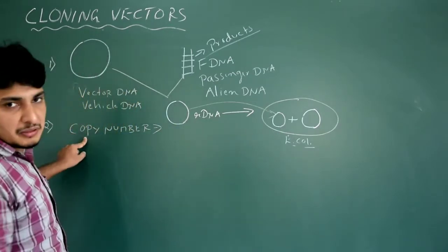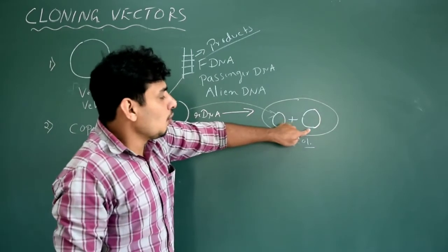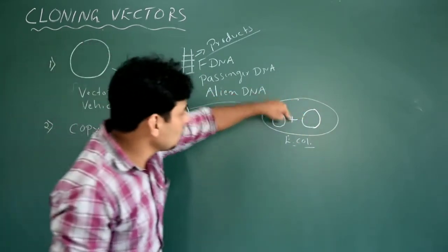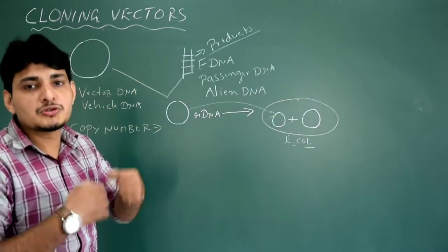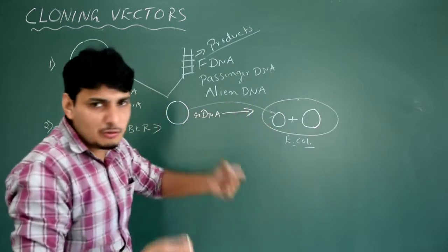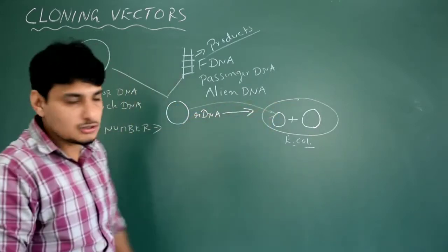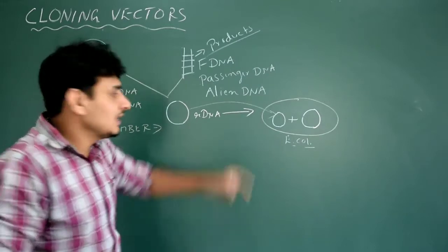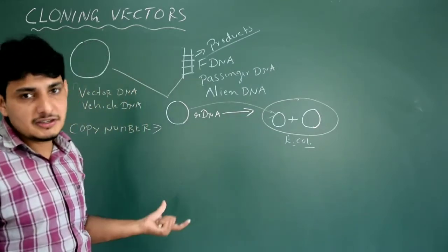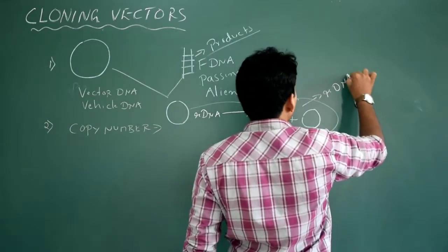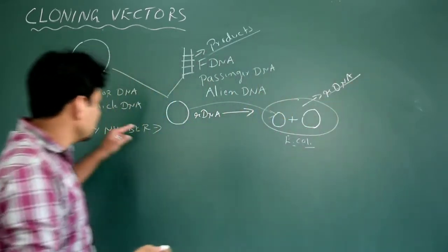This is called copy number. What is copy number? It is the capacity of this particular vector DNA to divide in the host organism to produce more number of vectors. So if I talk about the vector, then it is nothing but recombinant DNA. So we can also say it is the capacity of recombinant DNA inside the host organism to divide. That's it. And how many copies of rDNAs are produced from a single rDNA? How many copies? That is called copy number.